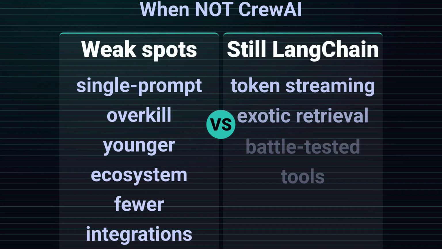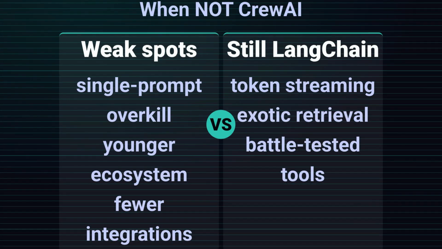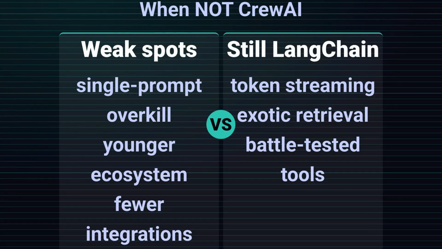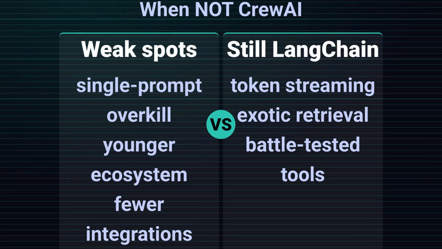Now, this isn't a clean win for every scenario. CrewAI is opinionated, and if your use case doesn't fit the multi-agent collaboration model, you'll fight the abstraction. For a simple single-prompt task, it's overkill. And it's a younger ecosystem, so you'll find fewer integrations and less battle-tested tooling than LangChain's massive library. If you need fine-grained control over token-level streaming or exotic retrieval strategies, you may still want LangChain underneath. In fact, many teams use both, letting CrewAI orchestrate while LangChain handles specific tools.